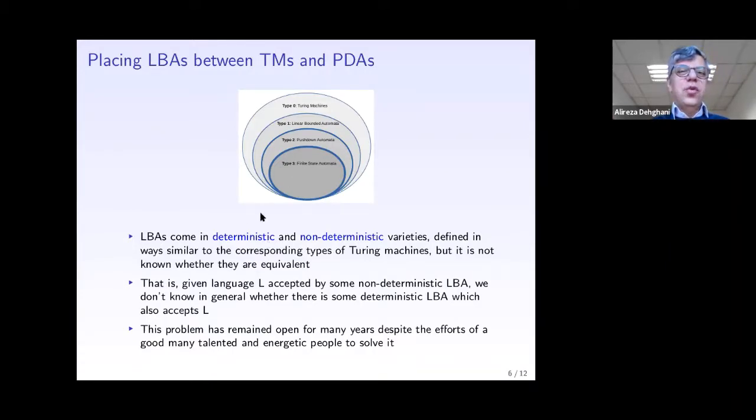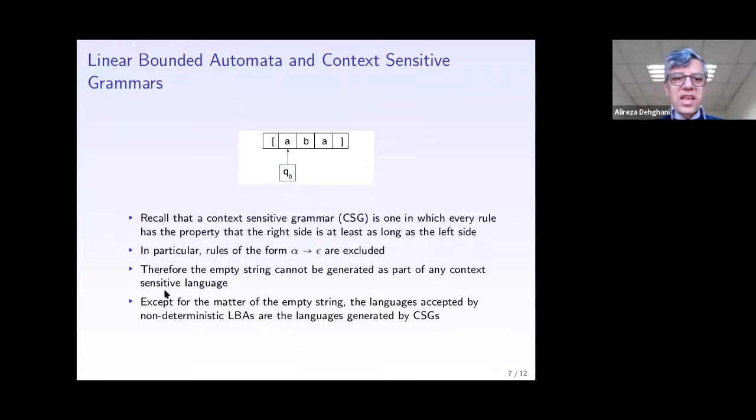But that's not the case for LBA. That means, given a language L accepted by some non-deterministic LBA, we don't know in general whether there is some deterministic LBA which also accepts it. Okay, so this problem has remained open for many years despite the efforts of a good many talented and energetic people to solve it. And recall the context sensitive grammar.